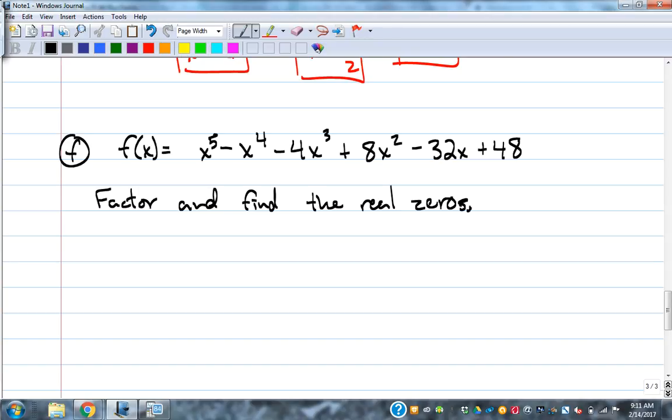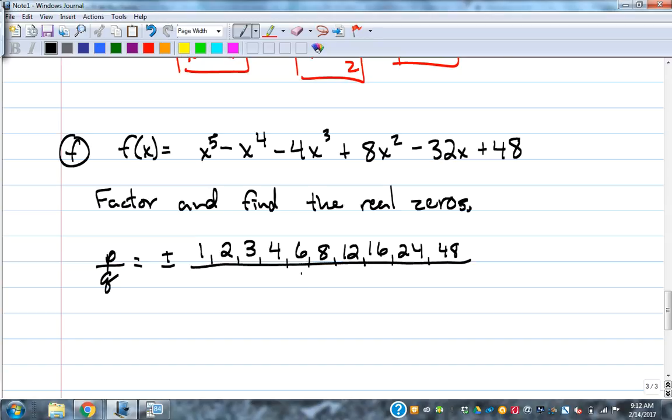Okay, so we're going to do the same thing we did in examples D and E, all in one, but we've got a bigger polynomial to deal with. You need to be able to list your P over Q. There will be questions on the quiz that ask you to list the possible rational zeros. Okay, so what goes on the top for P over Q? The factors of 48. What are the factors of 48? 1, 2, 3, 4, 6, 8, 12, 16, 24, and 48.